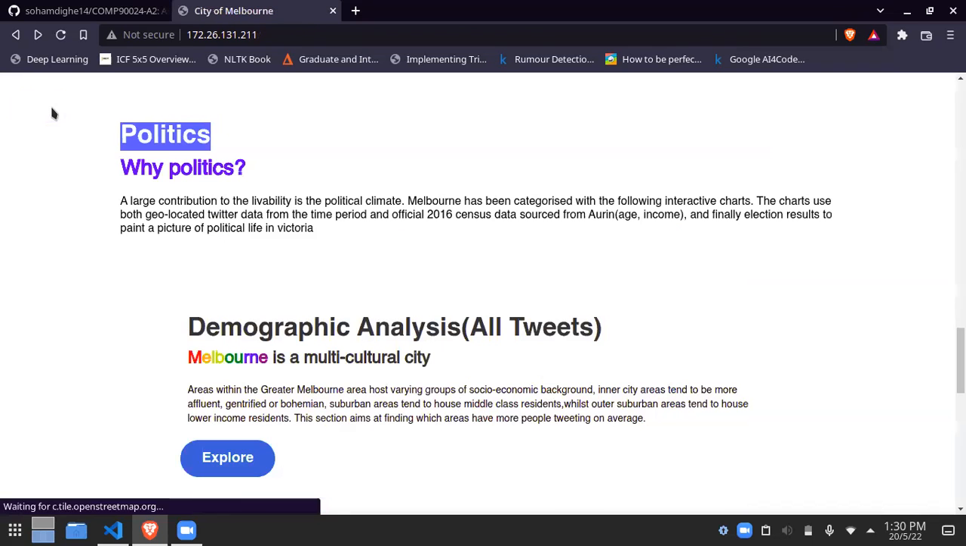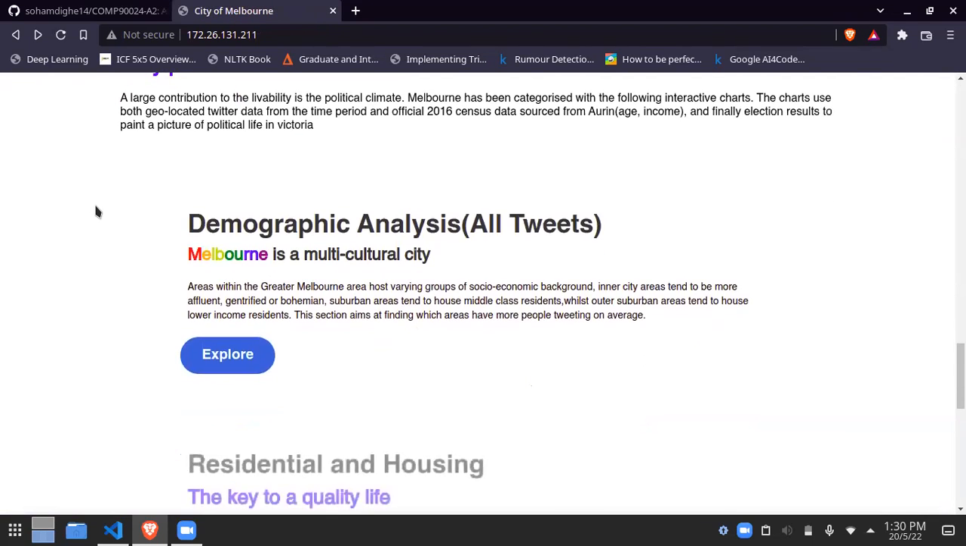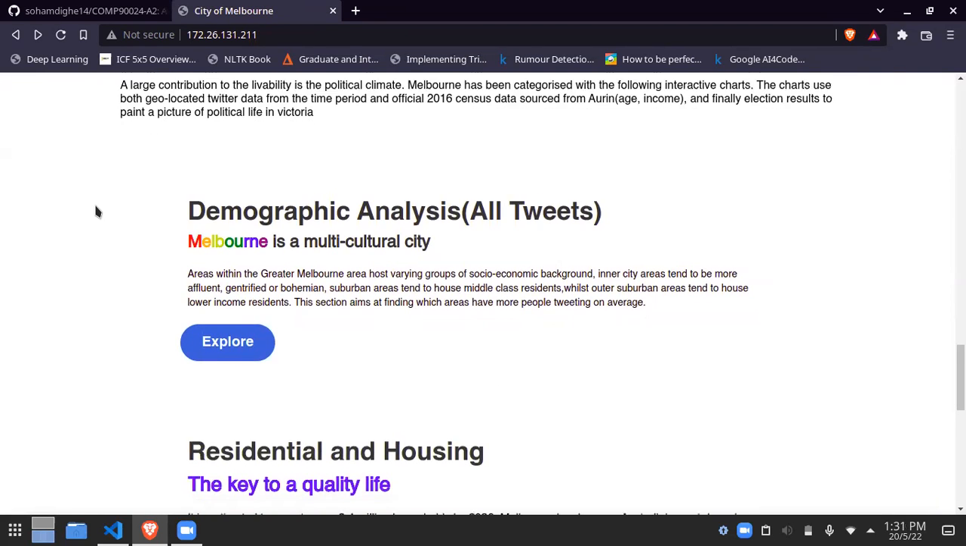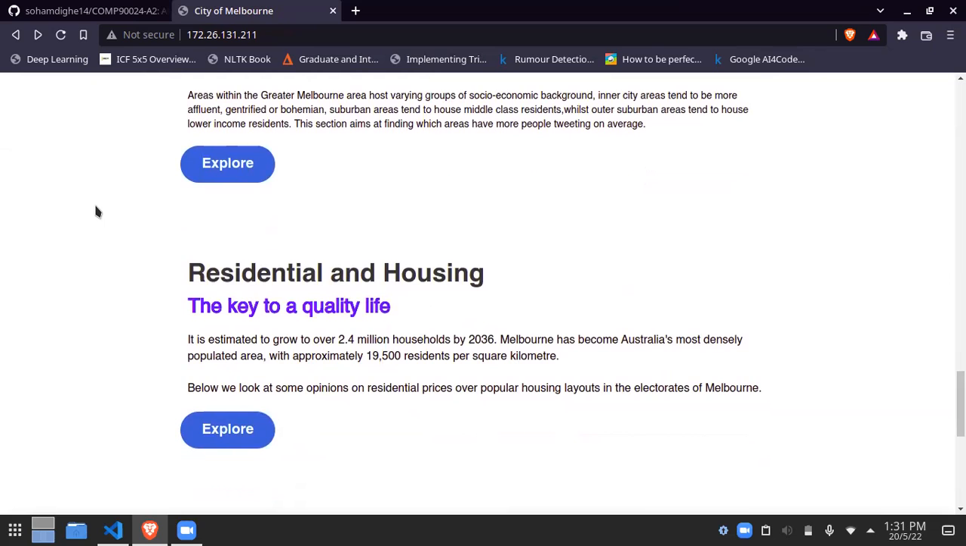Okay, let's go back. So once we've seen what the general population looks like, then we'll look at some specific scenarios which are relevant to a good quality life. The first of it being residential and housing. This is humans' basic need, and Melbourne is Australia's most densely populated area as well. So we'll look at how popular the housing options and prices are.